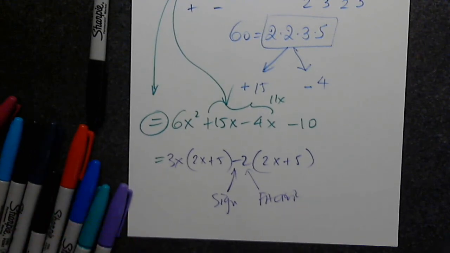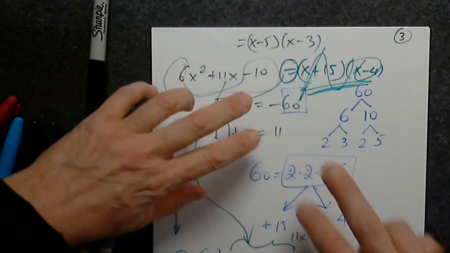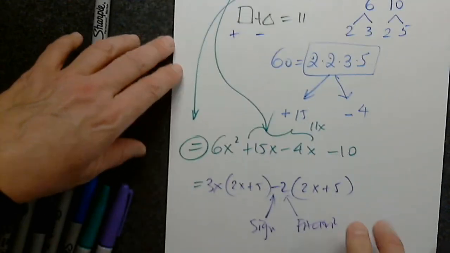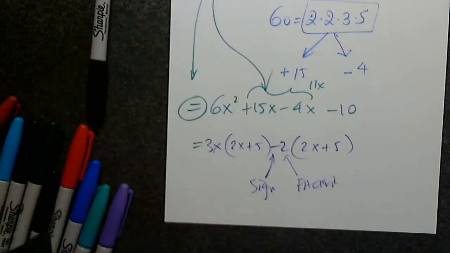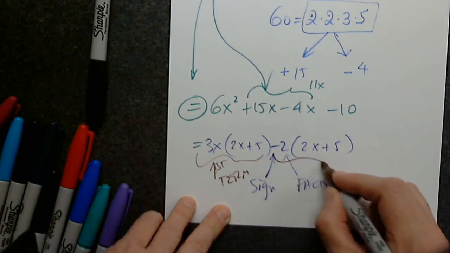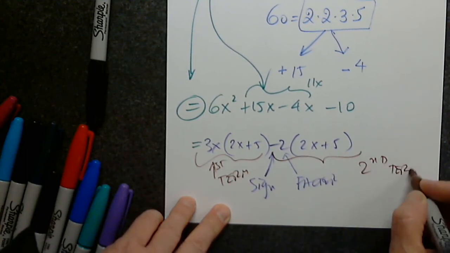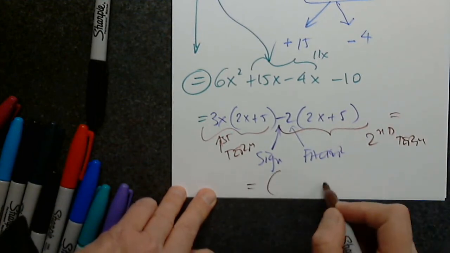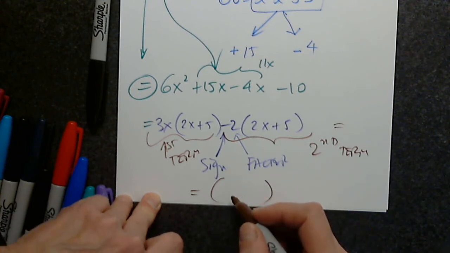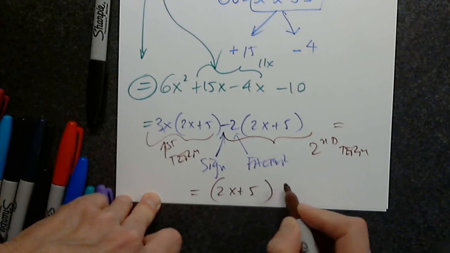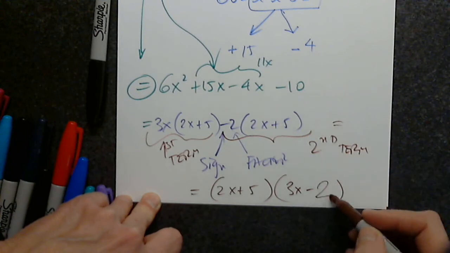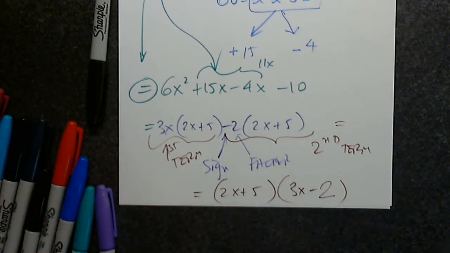I'm not going to force it. It has to be there. Once I found these two numbers, whose product is this and whose sum is this, it has to be there. Now this is the first term. This is the second term. These two terms have a common factor. Can anyone dictate the common factor? 3. Of course. And in parentheses, from the first term, 3x. From the second term, minus 2. And that's it.